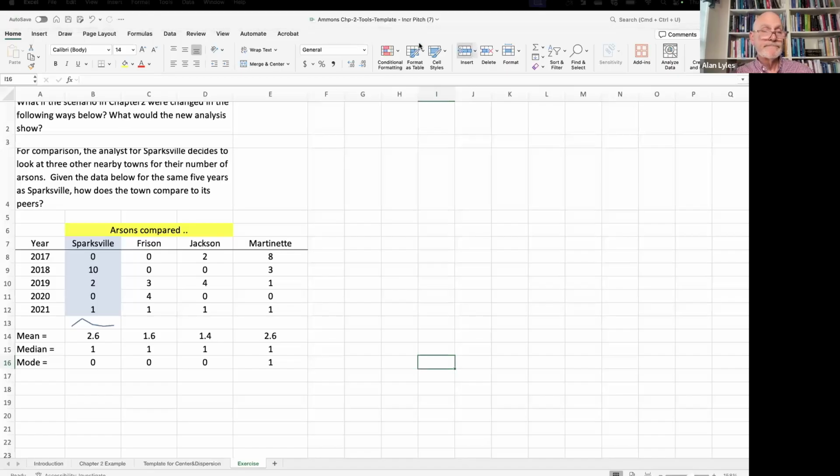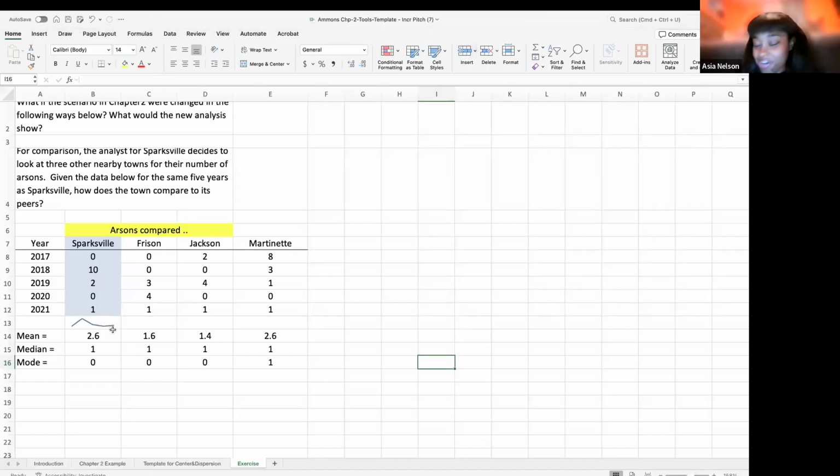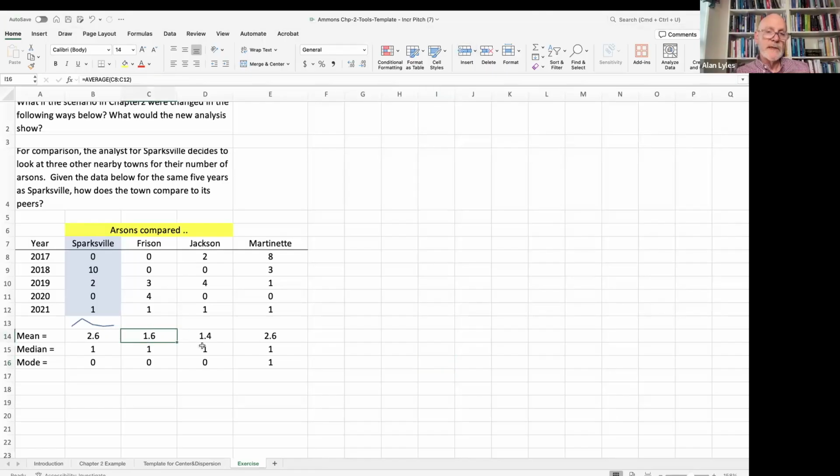Okay. Professor Lau, sorry to backtrack, because I finally was able to merge and center the arsons compared to. I know this is recorded, but the main part I missed was the averages, basically calculating the mean, median, and mode for the rest of the columns. Okay, let's do it again.